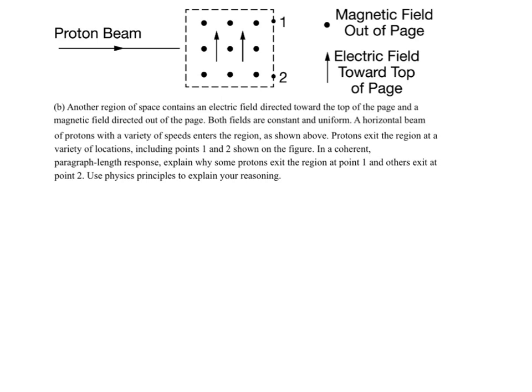Part B. Another region of space contains an electric field directed towards the top of the page and a magnetic field directed out of the page. Both fields are constant and uniform. A horizontal beam of protons with a variety of speeds enters the region as shown above. Protons exit the region at a variety of locations, including points 1 and 2 as shown in the figure. In a coherent paragraph-length response, explain why some protons exit the region at point 1 and others exit at point 2. Use physics principles to explain your reasoning.